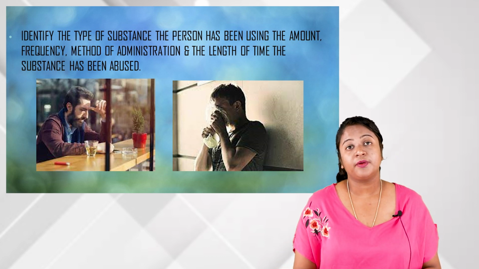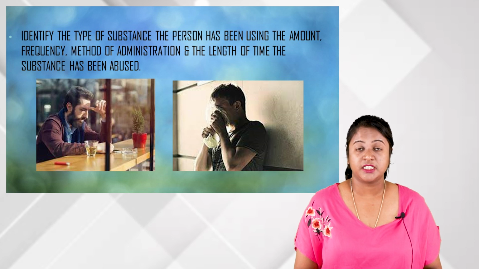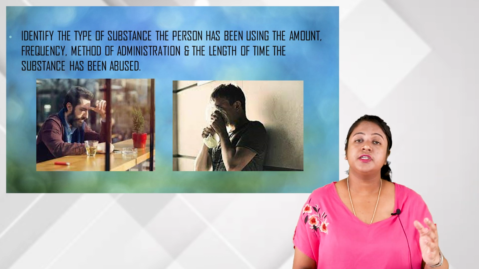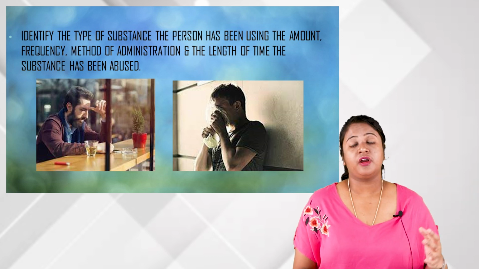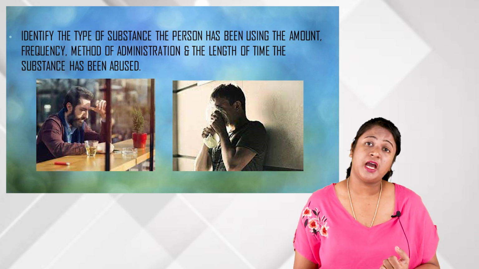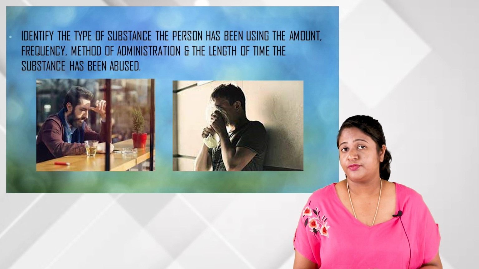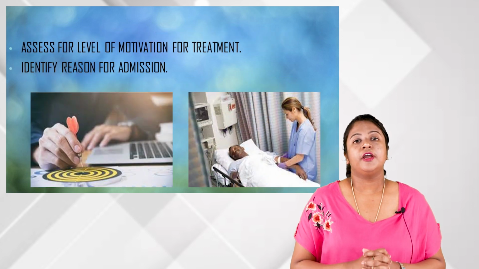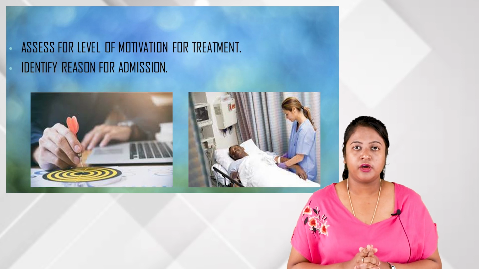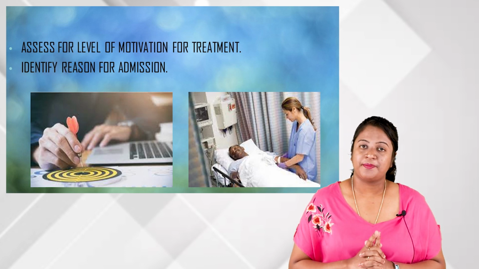So identify what kind of substance the client is taking, what is the amount, the frequency, method of administration, and the length of time that the drug is being used. For how long has the client been using this particular substance? It can be alcohol, it can be any kind of drug also. Also, you have to assess the level of motivation for quitting this particular substance of abuse.